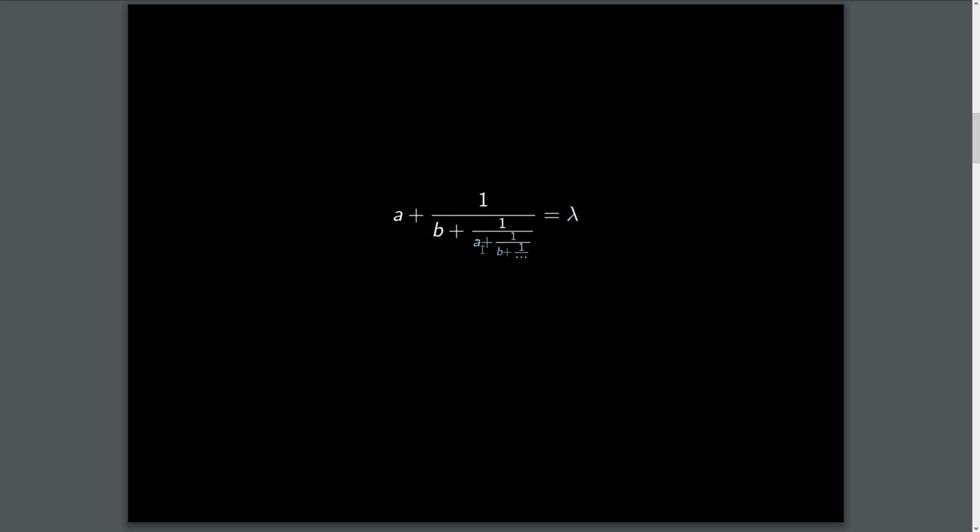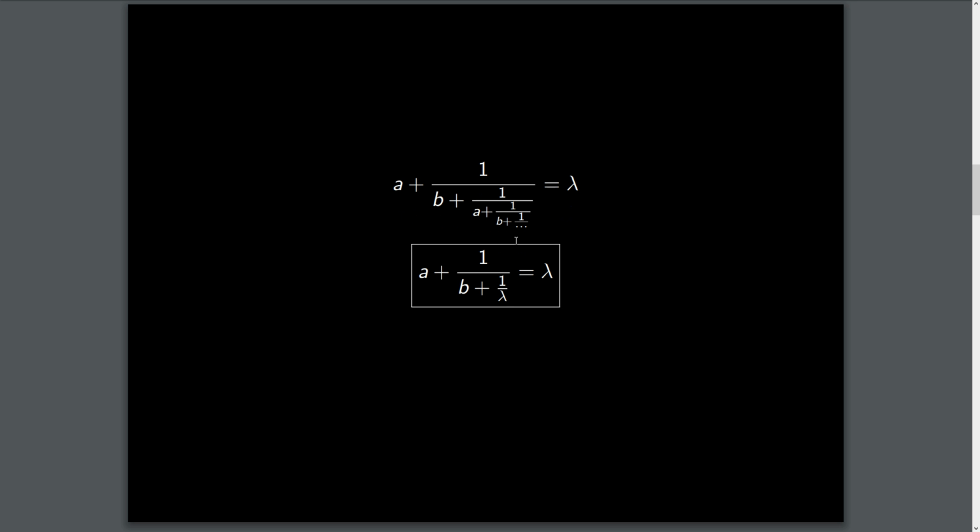Now, notice that this a plus 1 divided by b plus 1 divided by, it's the entire expression itself, it's lambda. Therefore, we are obtaining this equation: a plus 1 divided by b plus 1 divided by lambda equals lambda. So the only thing we did was we substituted this specific denominator with lambda. Because of the self-similarity, we reduced this kind of convoluted and hard to understand concept into this very simple model.